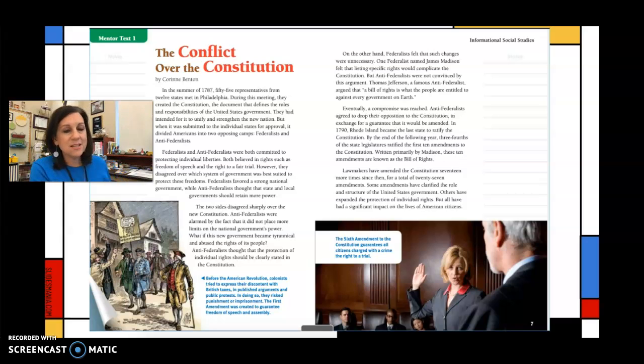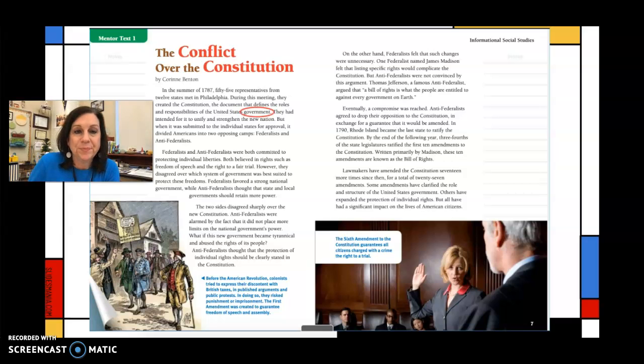So it says, before the American Revolution, colonists tried to express their discontent with British taxes in published arguments and public protests. In doing so, they risked punishment or imprisonment. The First Amendment was created to guarantee freedom of speech and assembly. Okay, now we've seen some protests, and so they were doing that way back then. The other picture on this page says the Sixth Amendment to the Constitution guarantees all citizens charged with a crime the right to a trial.